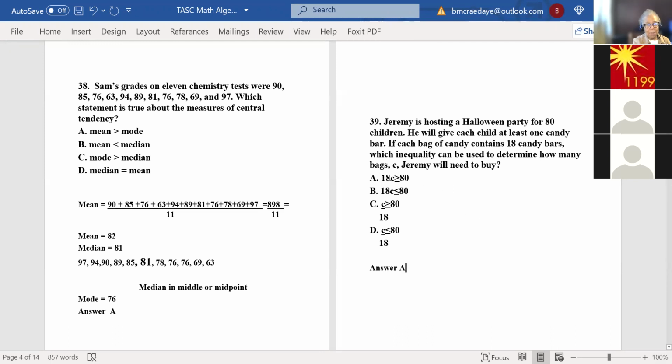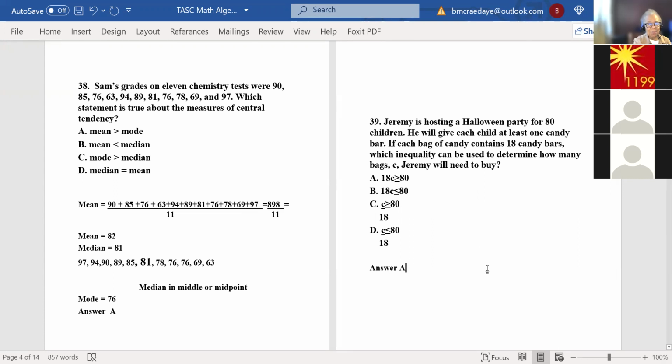Four bags would not be enough because that would just be 72, right? Four bags would be less than. He wouldn't have enough for each child. So he would have to buy at least 5 bags, for every child to have at least one candy bar. If he bought 5 bags, every child will have a candy bar and he will have 10 extra. And that satisfies the at least greater than or equal.